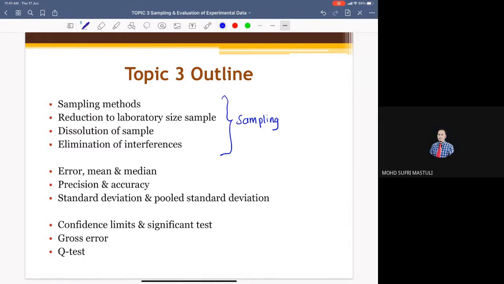The subcategory number 2, we evaluate the experimental data. In the subtopic of evaluation of experimental data, we will learn a little bit on type of error, mean and median, and also the precise and accuracy of the data that we collected after do the analysis, and also do the standard deviation.